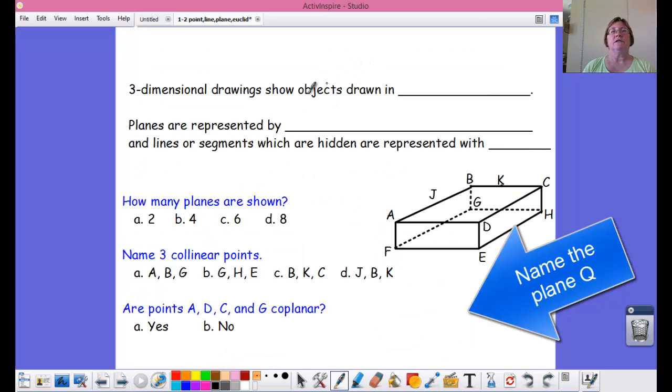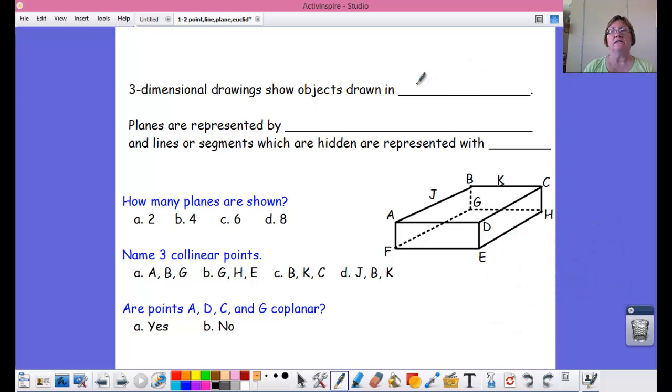We want to take just a few seconds and talk about 3D drawings, which show three-dimensional objects drawn in space. That's just the name for three-dimensional stuff. It exists in space. Planes are represented by parallelograms, often rectangles, and lines and segments that are hidden from your view are represented with dashes. So as you look at the box here, how many planes are we showing? Well, we've got a top, a bottom. This is a rectangular prism. A top, a bottom, and 4 sides. That's 6 planes.